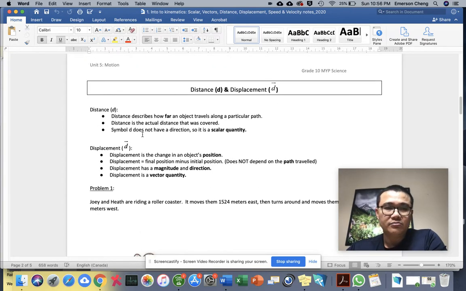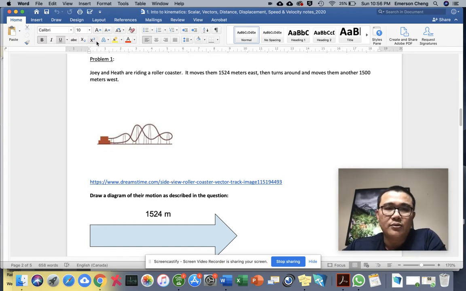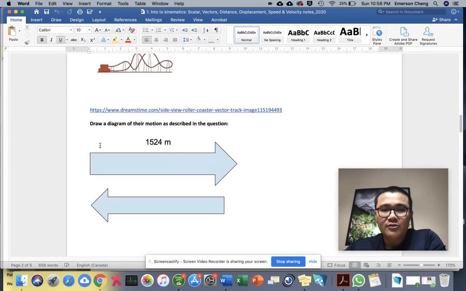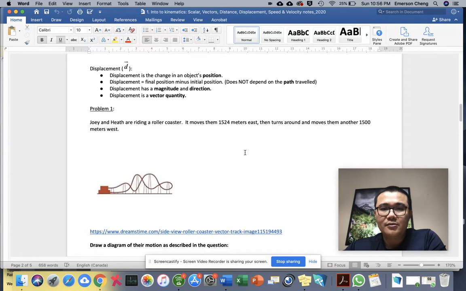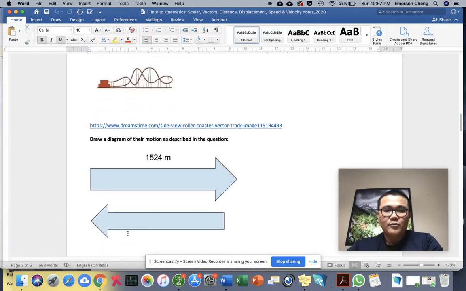Here is essentially a nicer explanation of the difference between distance and displacement, which we talked about just now. Here are some example questions. Joey and Heath are riding a roller coaster. It moves them 1524 meters east, and then turns around and moves them another 1500 meters west, so the opposite direction. You draw a diagram. Here it's nice, they draw it going this way, east, and then 1500 meters west.